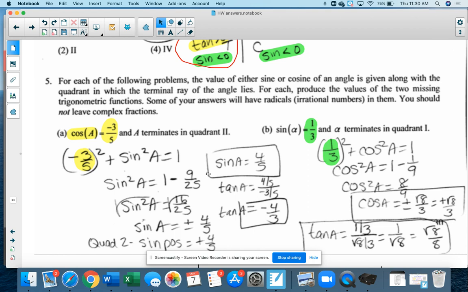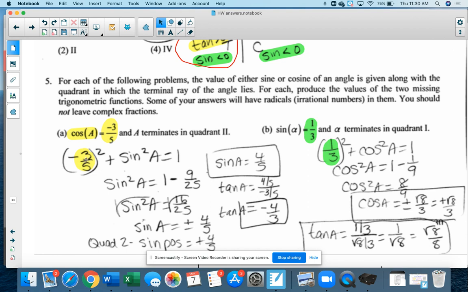Question 5 has 2 parts to it. You're just practicing 2 different ways, and I'm going to show you 2 different ways to do each part. So remember, cosine squared plus sine squared of an angle equals 1. That's one of the identities that we had. So I know the cosine. The cosine is -3/5. I'm trying to find the sine.